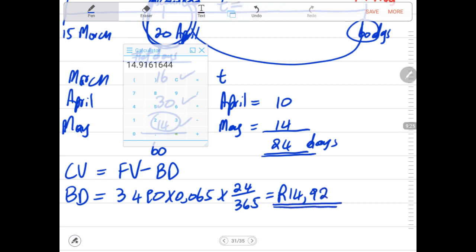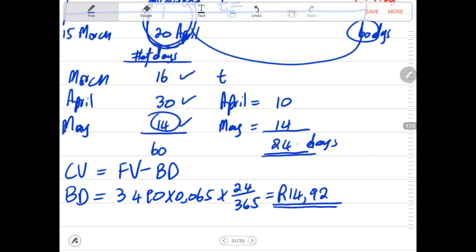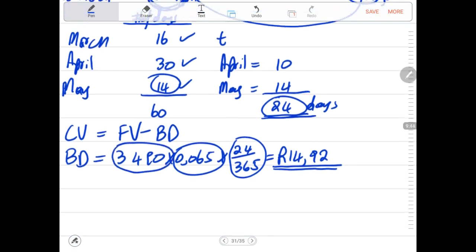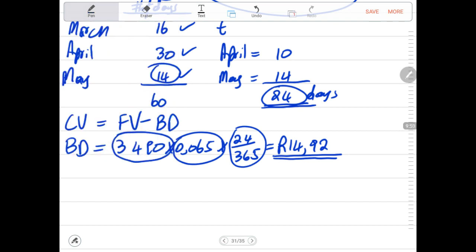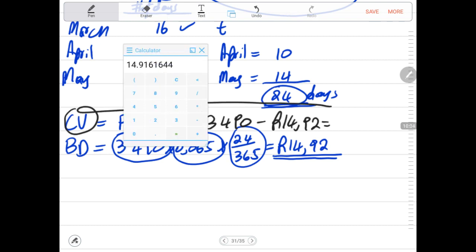So the bank will say, I am going to charge you interest for the number of days, hence we multiply by 24 over 365 in a year. I'm going to charge you interest for the number of days at the rate, which is interest of 0.065, from the face value of the bill, so that I don't give you the full cash. That means the cash value of the bill will then be the difference between 3,490 minus the interest that the bank will charge, 14.92, so that the cash value of the bill will be equal to the difference between the two.